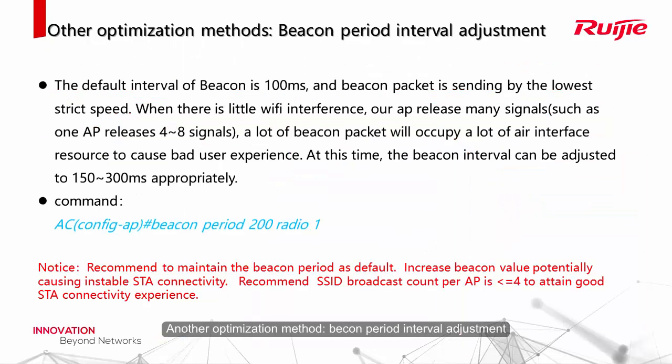Another optimization method, beacon period interval adjustment. As we know, our terminals will send a beacon frame to check whether there is a valuable signal in the environment. We can assume if there are many signals in the environment, it is no doubt there will be many beacon packets in the environment, and it will occupy a lot of air interface resource, which will cause a worse user experience. So we can relieve this situation by adjusting the beacon interval to 150 to 300 milliseconds. The command is shown in the slide.